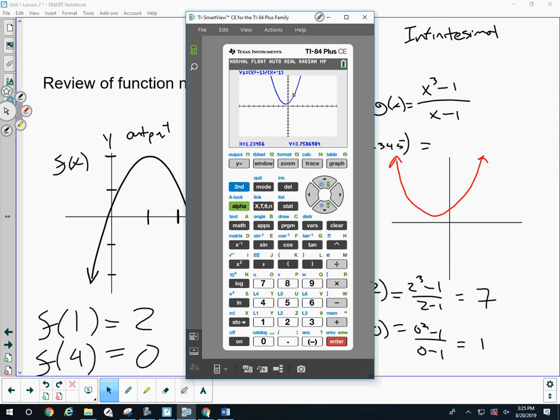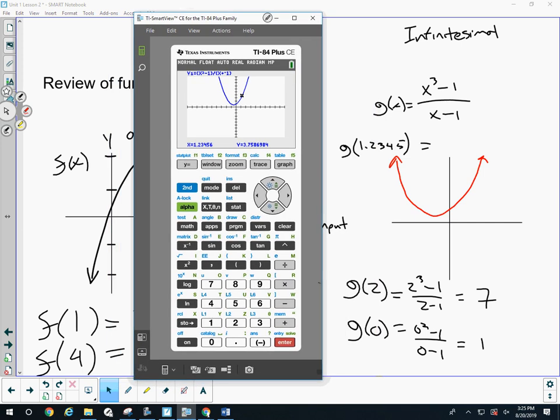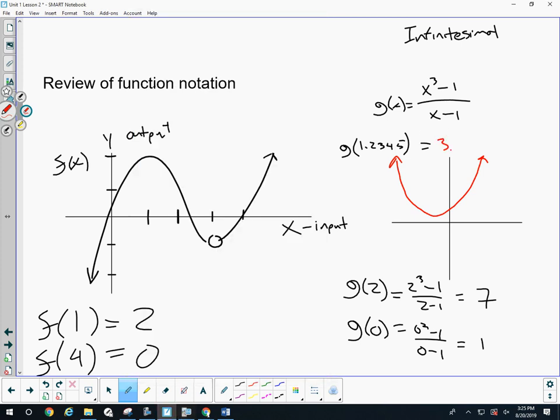All right, so let's see, I had 1.2345. Let's put that in, 1.2345. That decimal, 3.758. I'm just going to stop there, but we know that this would be rounding. Truncating, really.